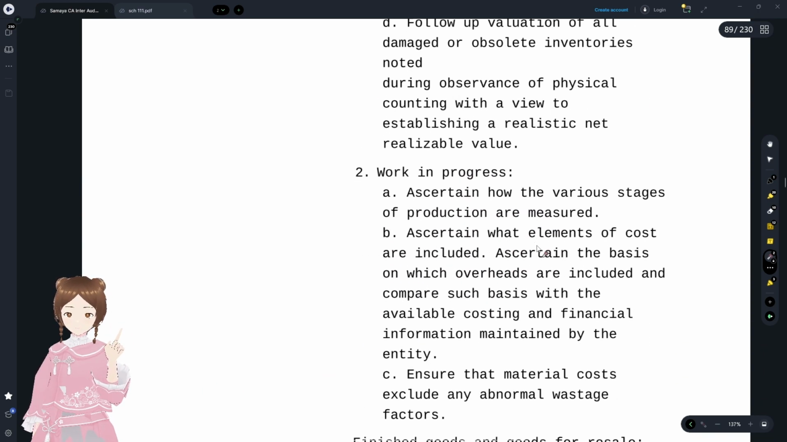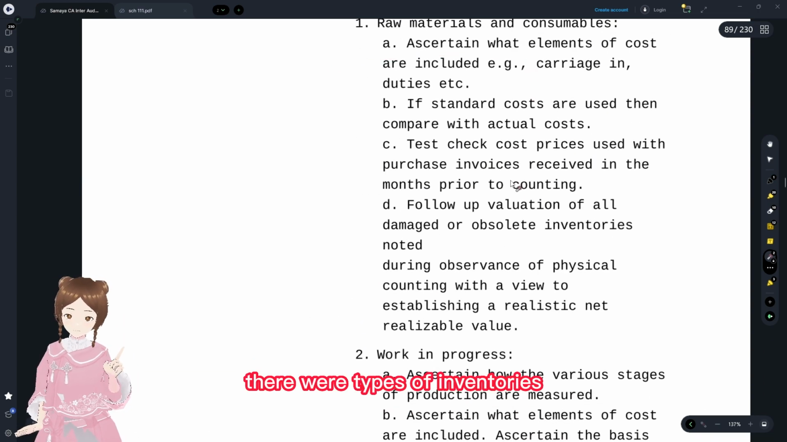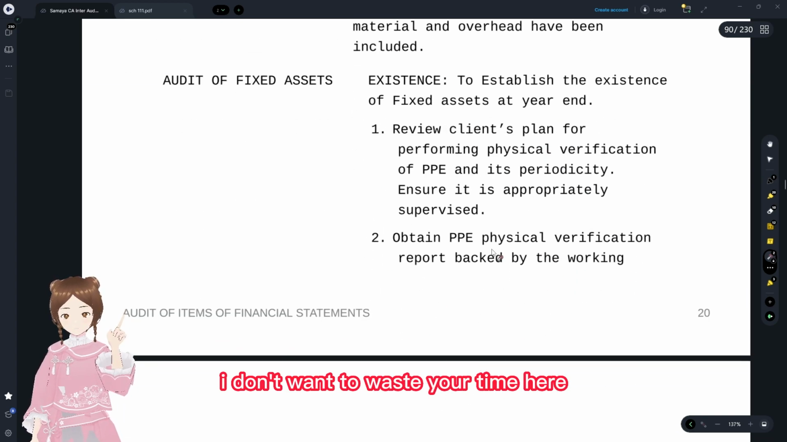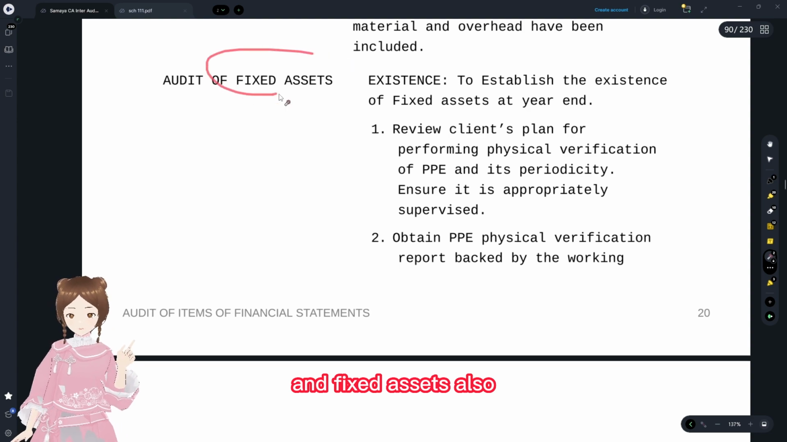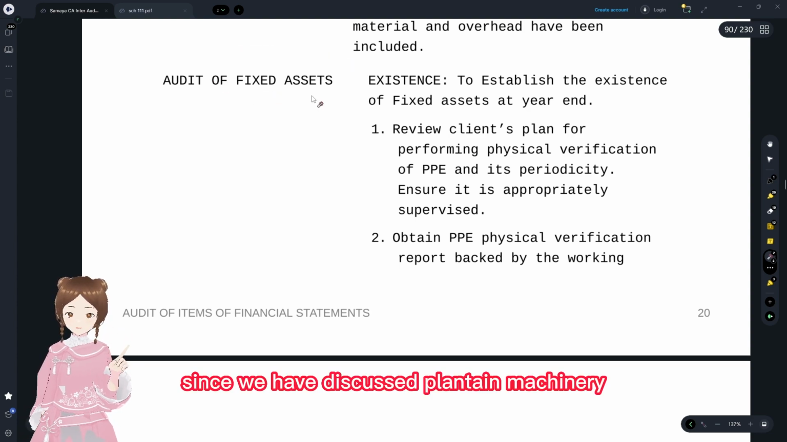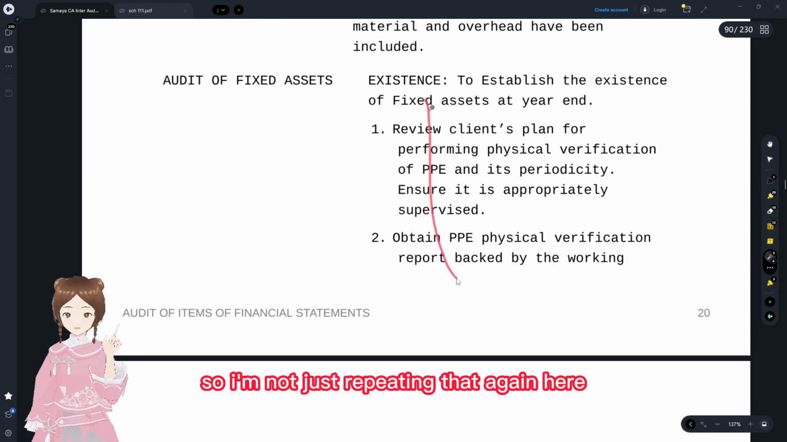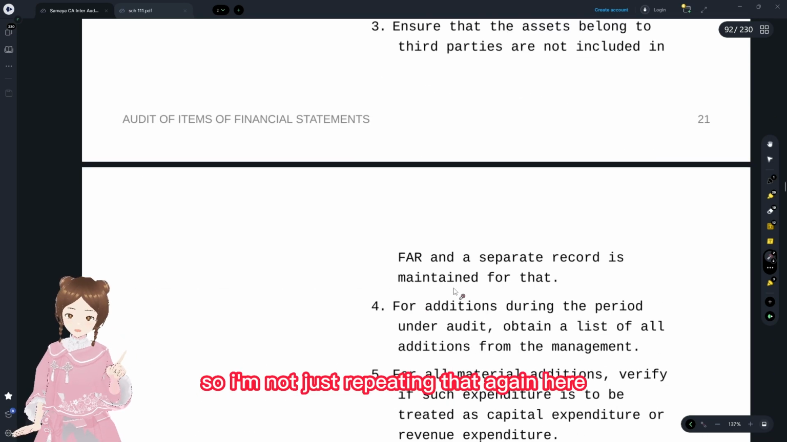And there were types of inventories: raw materials, work in process, etc., finished goods. I don't want to waste your time here. And fixed assets also, since we have discussed plant and machinery with regards to balances examination, right? So I'm not just repeating that again here.